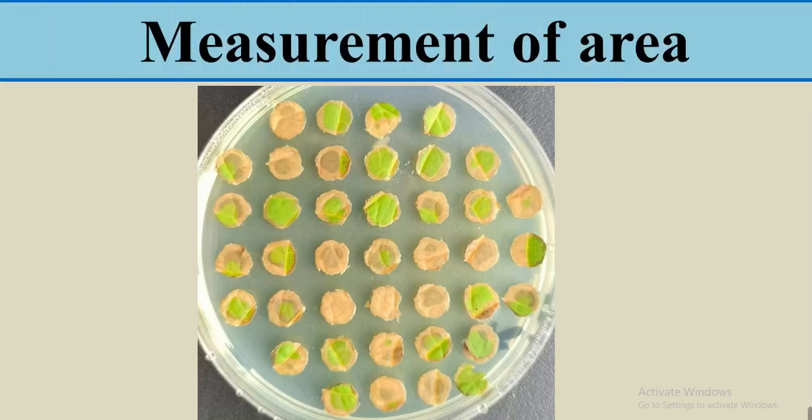For example, this is my experiment and I am using this leaf disc, and I want to measure what is the area of this leaf disc, what was the green part of this leaf disc, and what area of the dead part was covered. So how can I measure this? So let's start.